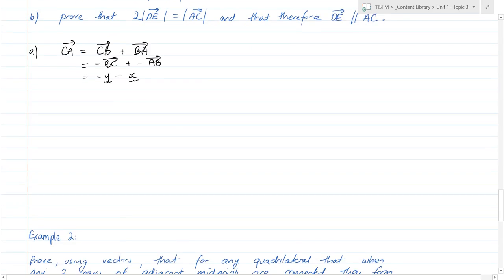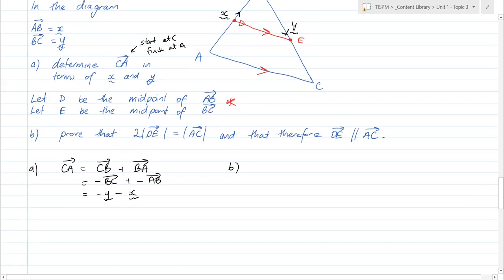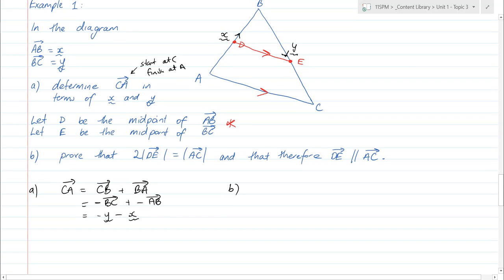How much room have I got? That should be enough. So I'll do B here. So first of all, I know what CA is, which means I know what AC is. So AC is equal to x plus y. It's the negative of CA. Also, it's pretty trivial in the diagram. Now, what I'm going to note on here is that if D is a midpoint, then this is equal to a half x. And if E is a midpoint, this is equal to a half y.